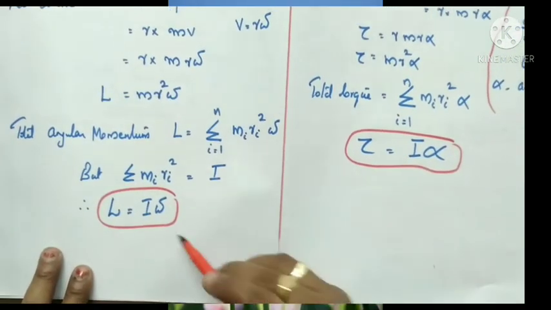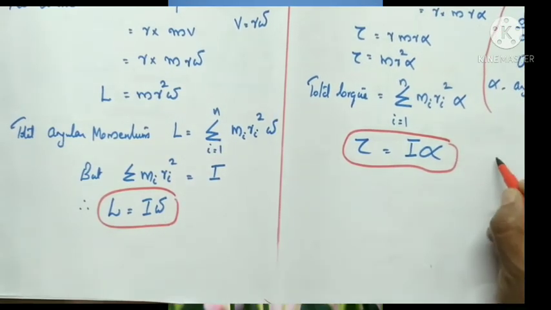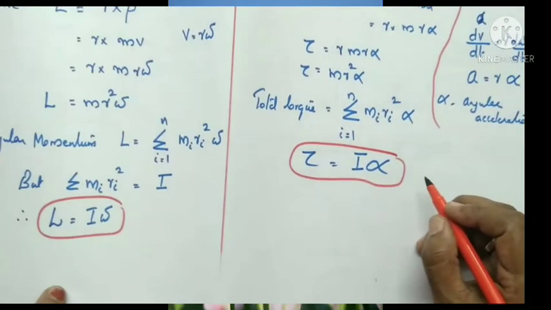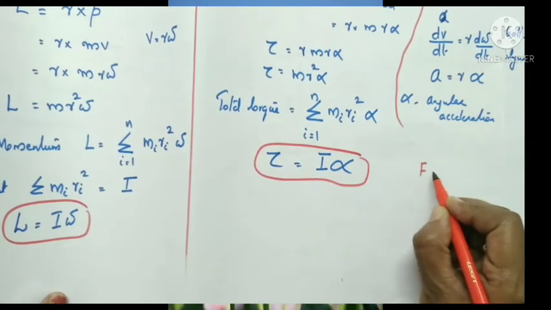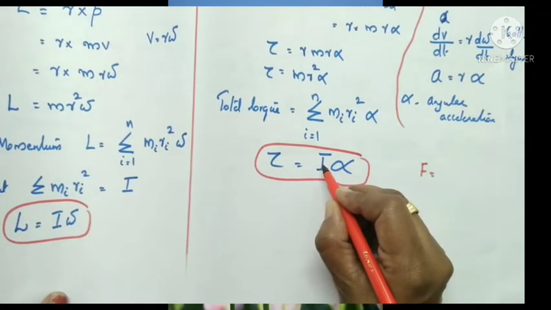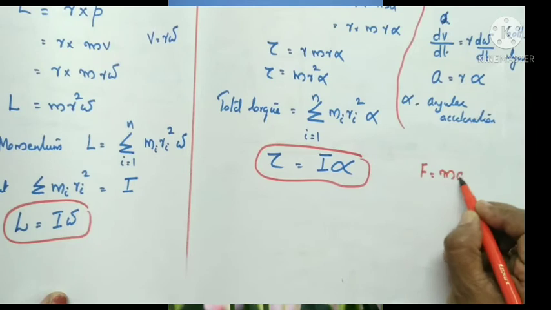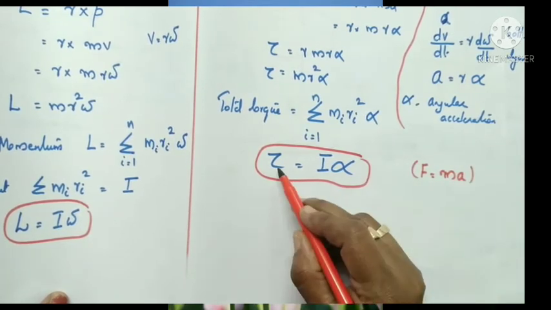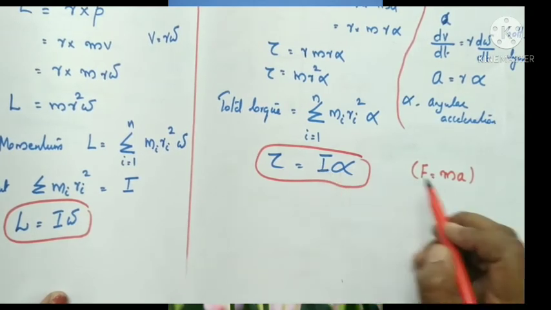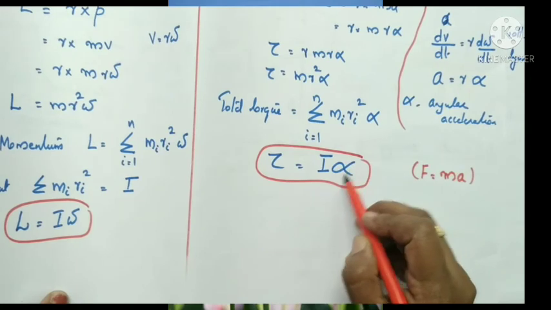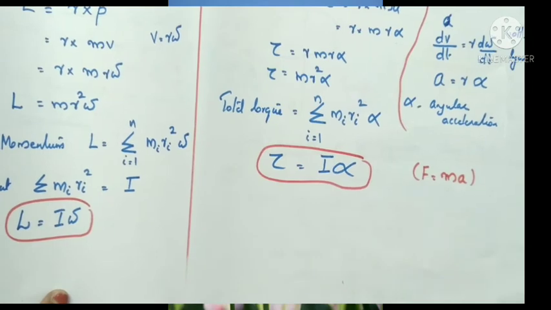The relation between angular momentum and moment of inertia is L equals I omega. Here torque in rotational motion is tau equals I alpha. In linear motion, what is the corresponding quantity? Force, isn't it? F equals, instead of moment of inertia there it is mass, and instead of angular acceleration there is acceleration. So torque in rotational motion, force in linear motion. Moment of inertia in rotational motion, mass in linear motion. Angular acceleration in rotational motion, acceleration in linear motion. Okay children?